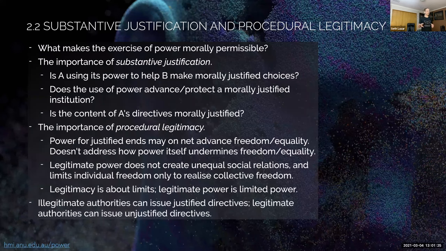And so the distinction between justification and legitimacy enables you to see that you can have an illegitimate authority that issues a justified directive. So it may be that an authoritarian dictatorship handles the pandemic really well, gets people to do all the things that they need to do in order to reduce transmission of the virus. And you can have a legitimate authority that issues unjustified directives. So, a vibrant democracy that can't manage to sustain a mask mandate. These things don't necessarily travel together.